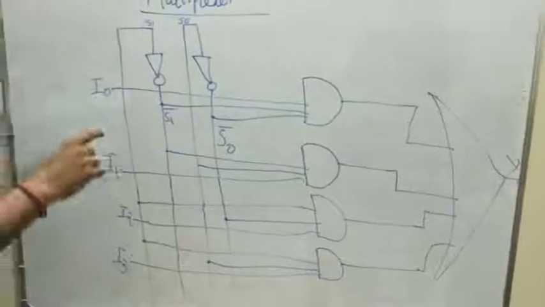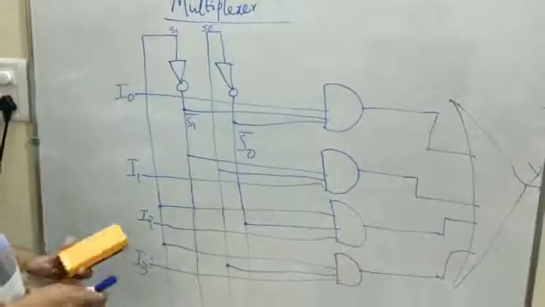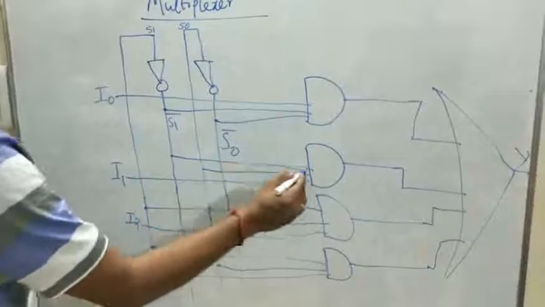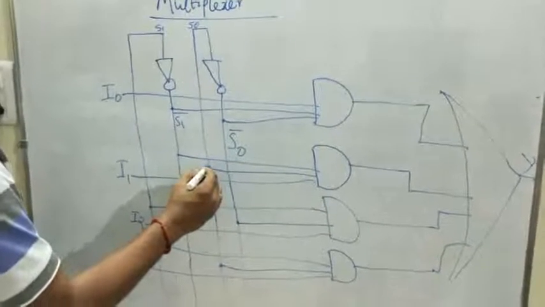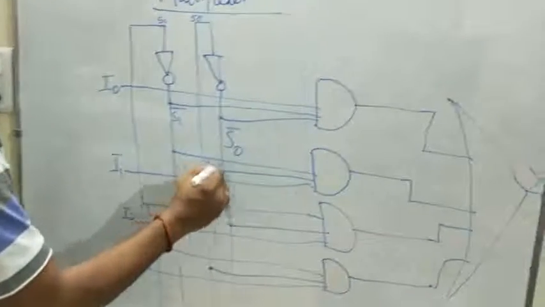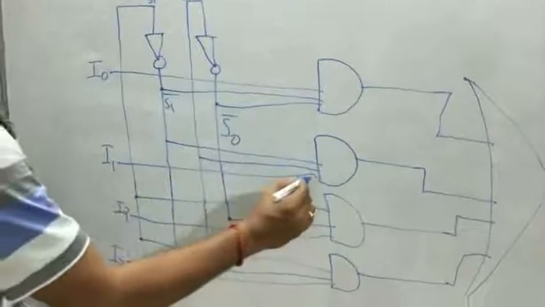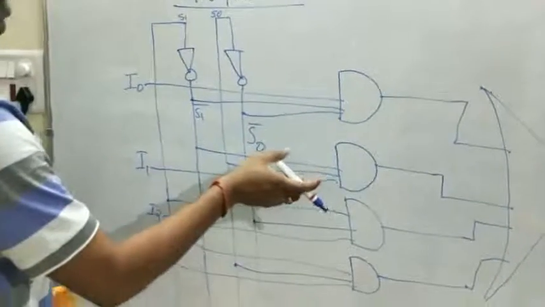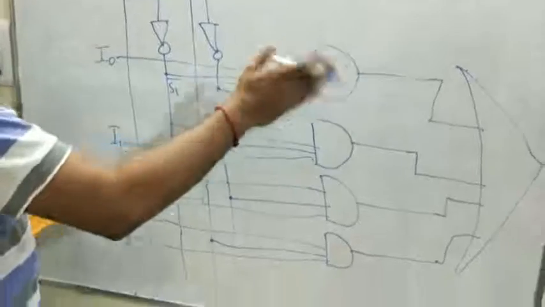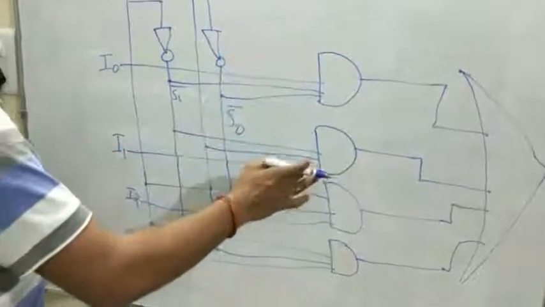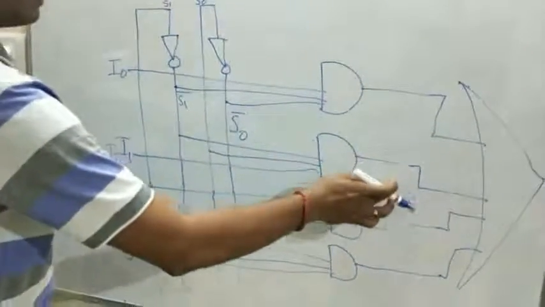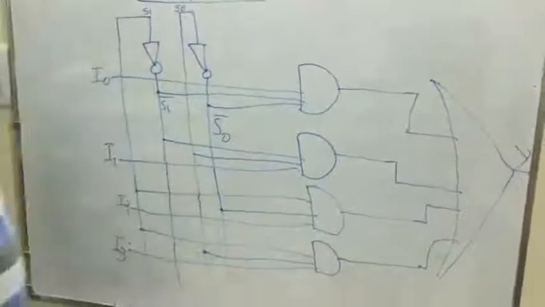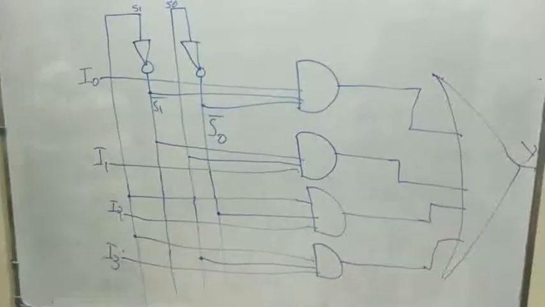If S1 S0 is 0 1, what is happening? S1 dash we are taking, so it becomes 1. 1 means S naught is already 1, no? So 1, 1, and we are combining it with I1. Obviously, if this value is enabled, the other outputs of AND gates will be disabled. So what would be the output of this AND gate? I1. I1 is sent to an OR gate. So the output will be coming out as I1, right?